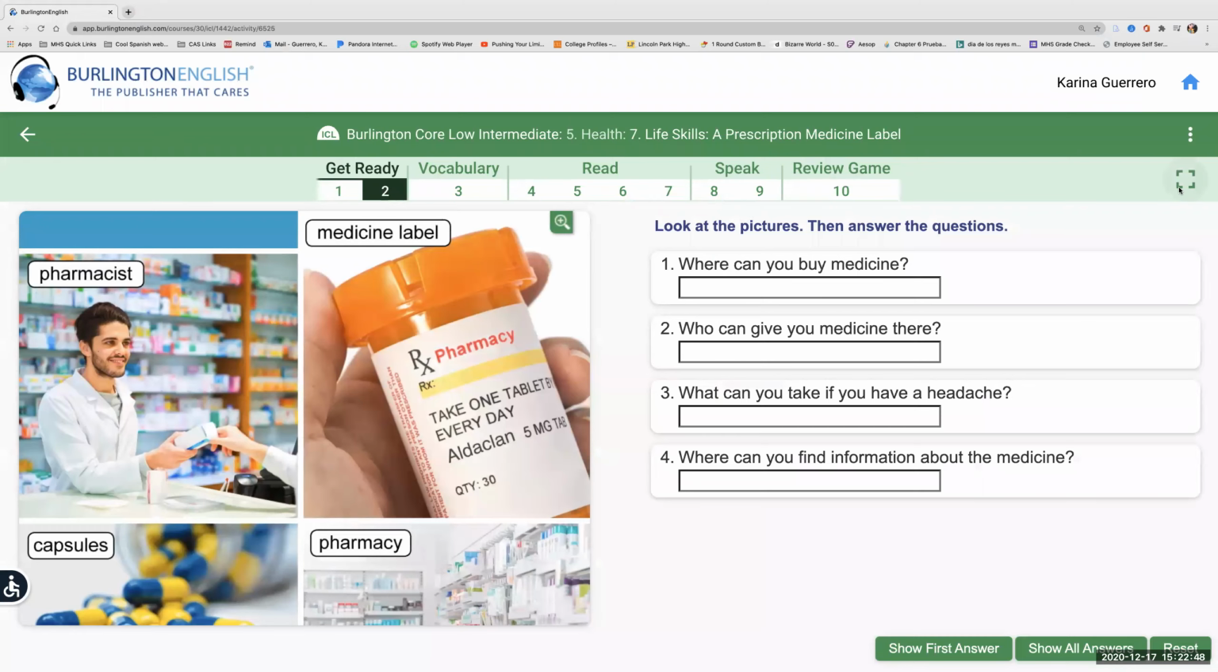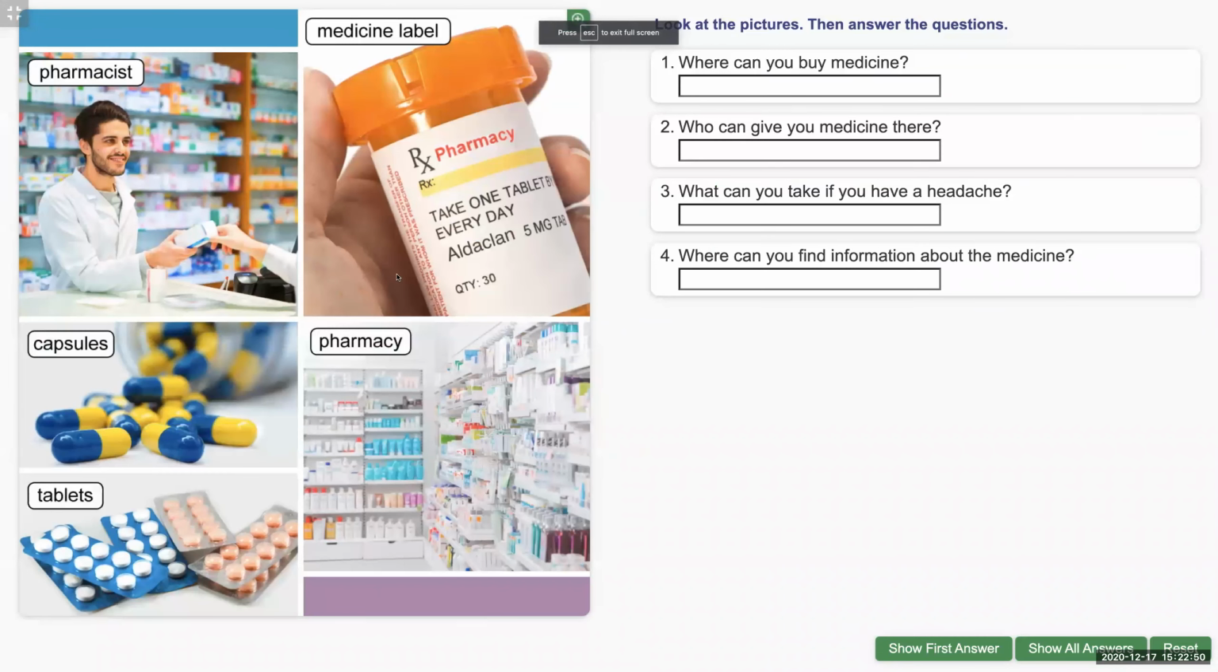We have a total of 5 pictures. Here we have this man, and above him we have pharmacist. So let's pronounce this: pharmacist. Okay, we have on the right side another picture, and this is a medicine label. So this label right here, the one that says RX, which means prescription, pharmacy. Take 1 tablet every day, Aldeclan, 5 milligram tab, quantity 30.